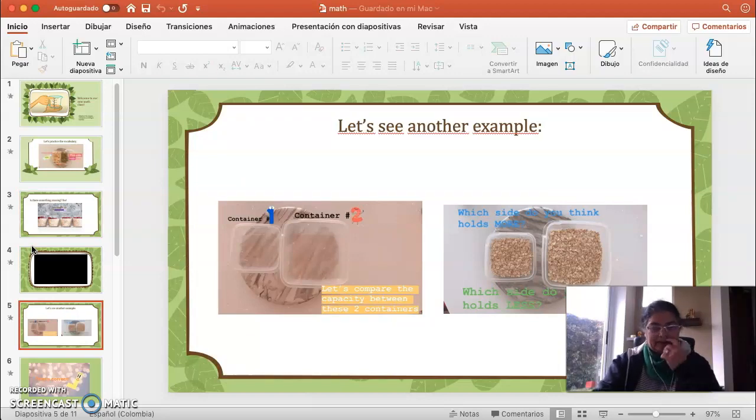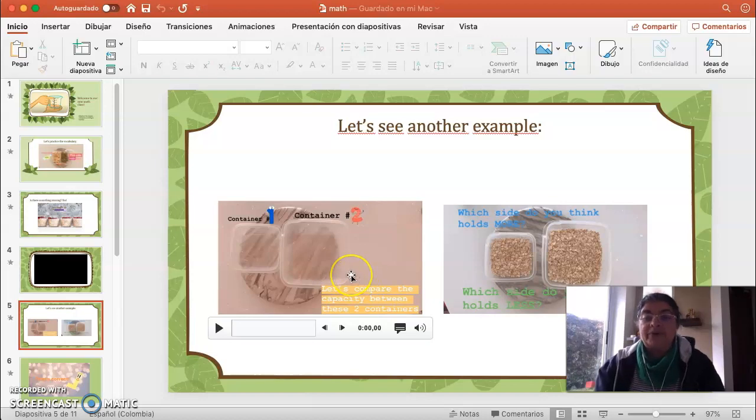After watching the video, we can understand that according to the size of the container, it can hold more or less quantity of items. So here I have container number 1 and container number 2. Let's see and compare which of these two containers can hold more.